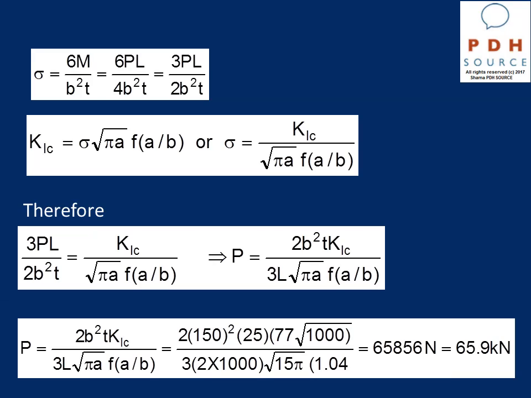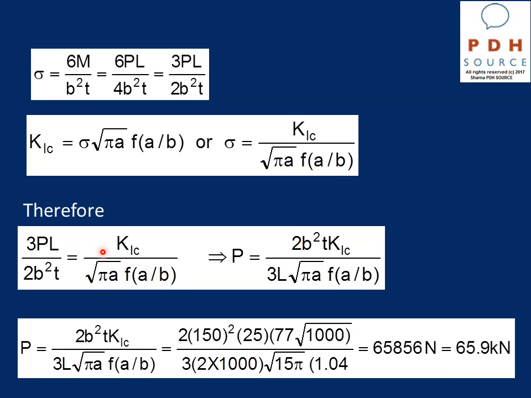Now at critical conditions, the stress intensity factor has to be equal to K1C. So this is going to be equal to sigma multiplied by square root of pi a f of a over b. If we rearrange this equation, we come up with this equation. So sigma is going to be equal to K1C divided by square root of pi a multiplied by 1.04.